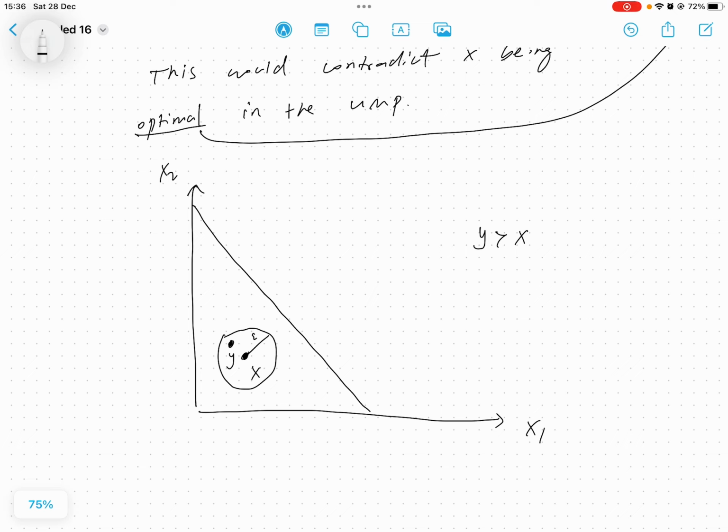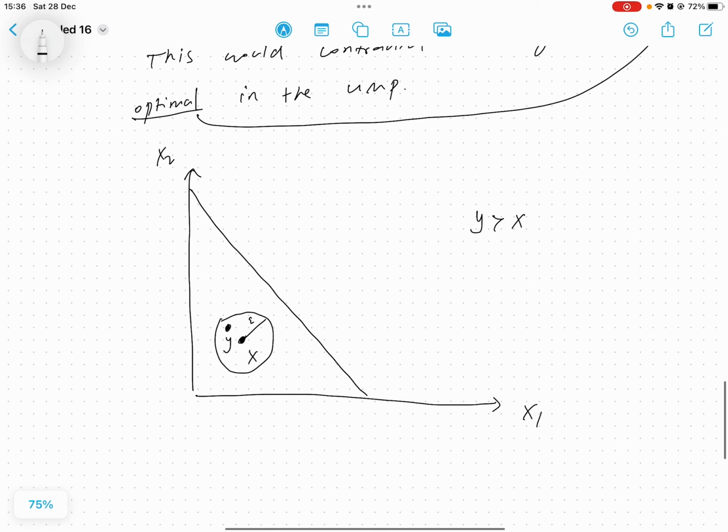Good. So this means that we have to spend all the money that we can. When we spend all the money, this x has to be on the budget line itself.